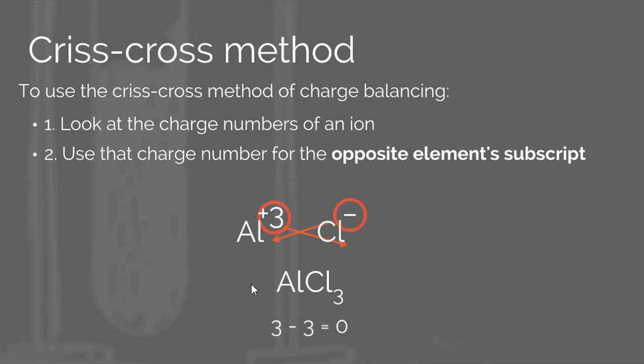And if I do that math again, I know that my chlorine is worth 3. Chlorines are each worth 1, but because there's 3 of them, I will multiply that by 3. So 3 minus 3 gives me a total of 0. And now I know that this is a balanced ionic compound.